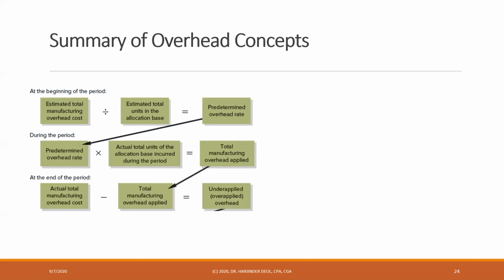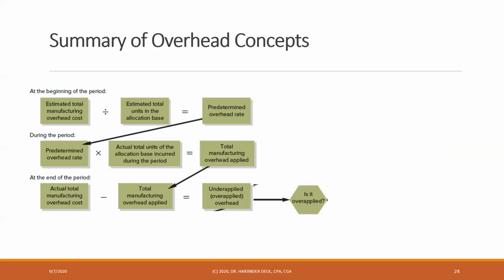At the end of the period, the total manufacturing overhead that was applied is compared to the actual total manufacturing overhead cost. Now, this could result in either under-applied overhead if the actual cost is greater than the manufacturing overhead applied, or over-applied overhead, in which case the actual manufacturing overhead cost was less than the applied manufacturing overhead.